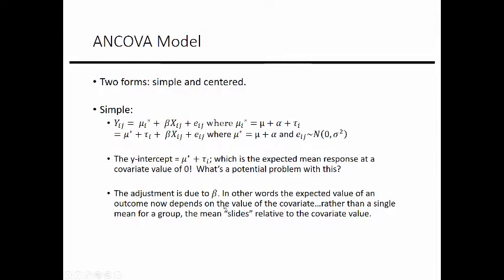The adjustment, when we talk about adjusting for a covariate, is due to this beta. Again, what we're doing is instead of fitting a single mean to the groups like we do in ANOVA, we're saying we're going to fit a sliding mean. So this regression concept, we allow the mean to slide relative to its covariate value, and for every unit increase in my covariate value, the mean slides by beta. So beta could be a positive sign or a negative sign. It's going to slide whichever direction. So in other words, the expected value of an outcome now depends on the value of the covariate itself.